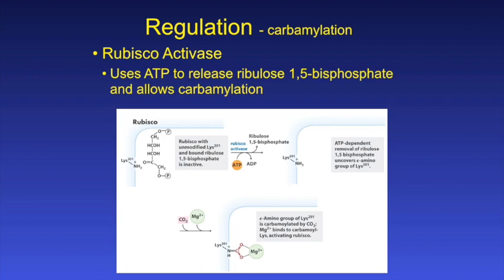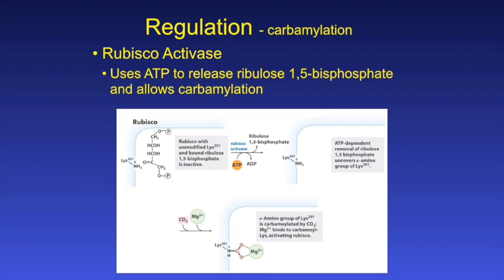The substrate inhibits the enzyme, and it sits there and blocks the active site. When the sun comes up, there is another enzyme called Rubisco activase, which is kind of a direct... you know what that thing's going to do. It uses ATP and it removes the ribulose 1,5-bisphosphate.